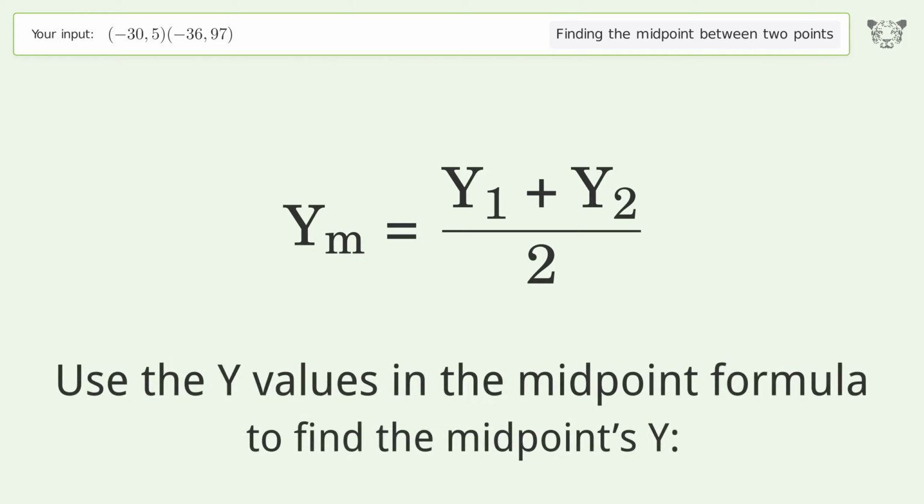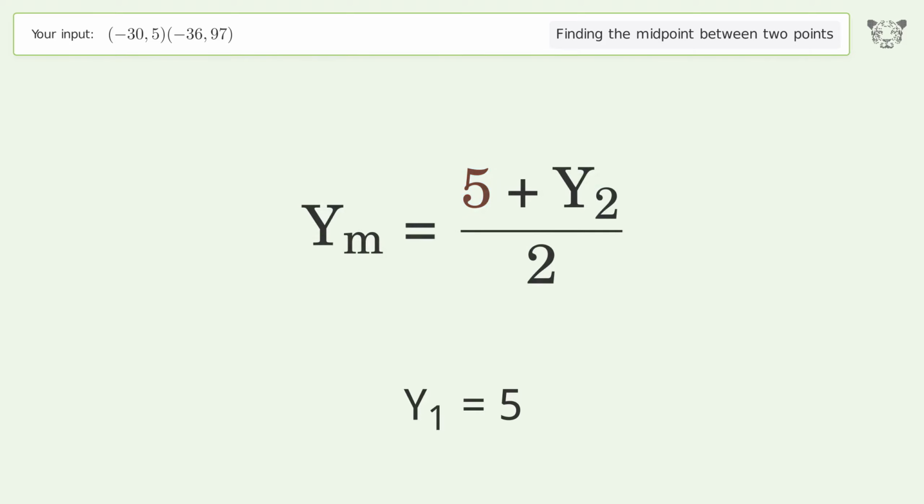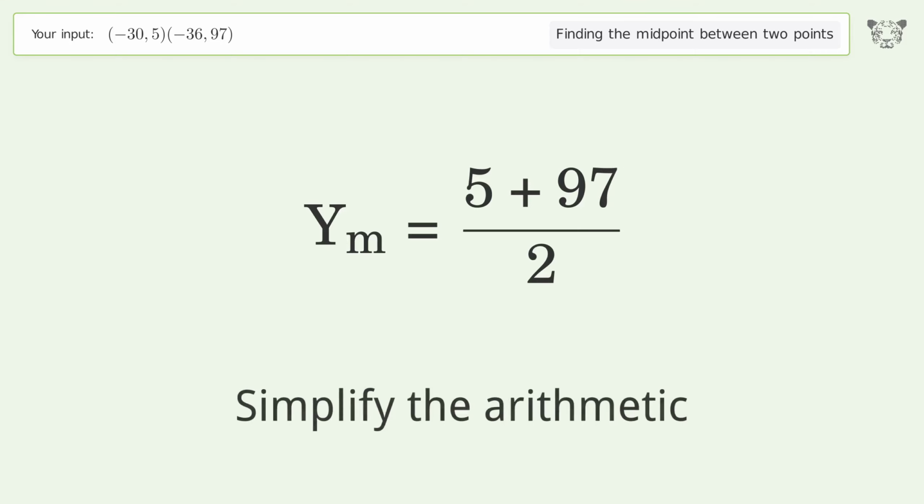Use the y values in the midpoint formula to find the midpoint's y. y1 equals 5. y2 equals 97. Simplify the arithmetic.